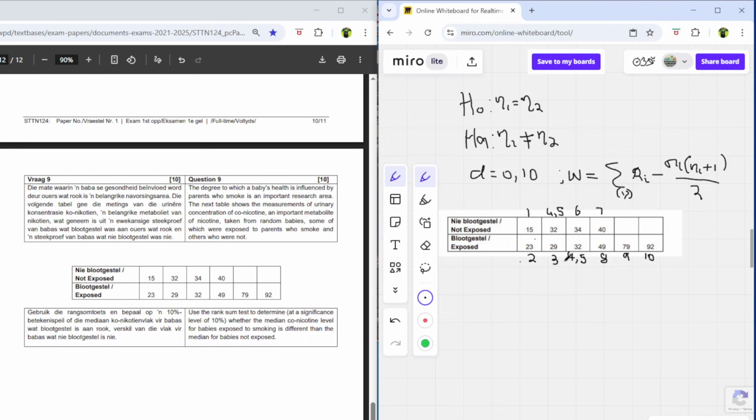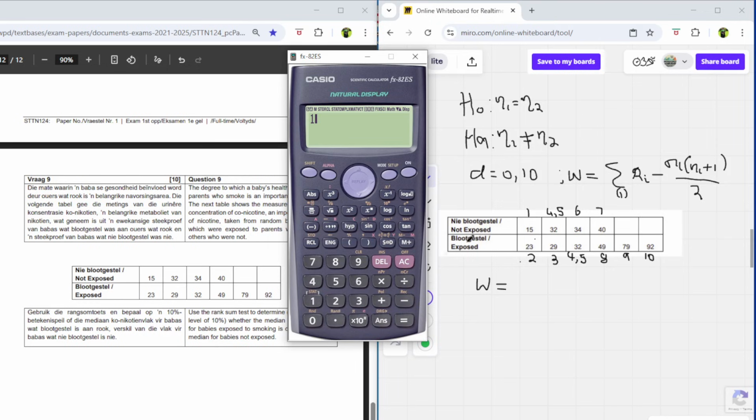Now that we've done the rankings, we can calculate our Wilcoxon rank sum test. So W is equal to the sum of the rankings for the first sample. Let me actually write this correctly: the sum of the rankings for sample 1 in brackets. So now we're going to count the rankings for the first sample: 1 plus 4.5 plus 6 plus 7 plus 6 plus 7, which is equal to 18.5.